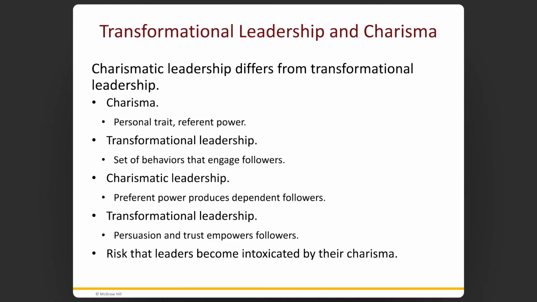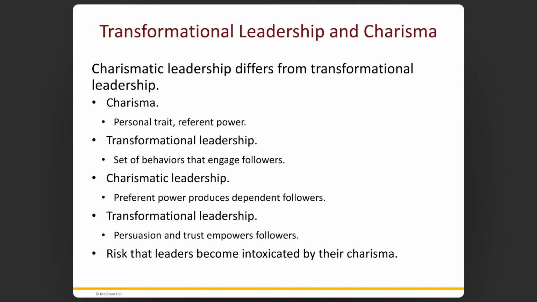Transformative leaders are very charismatic. Some leadership models claim charisma is an essential part of transformative leadership. Well, evidence shows charismatic leadership is different from transformative leadership. So, how is it different? Well, charisma is a personal trait that provides referential power over followers. Okay, legitimate kinds of power, referential power, the sense that you have the ability to reward and so forth.